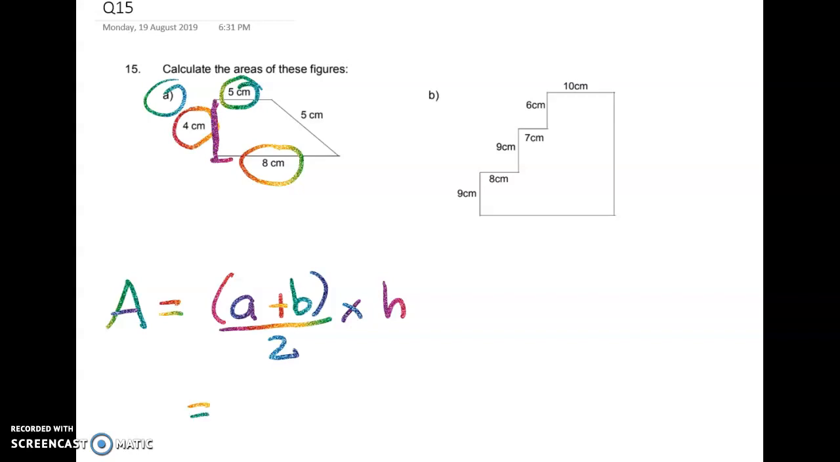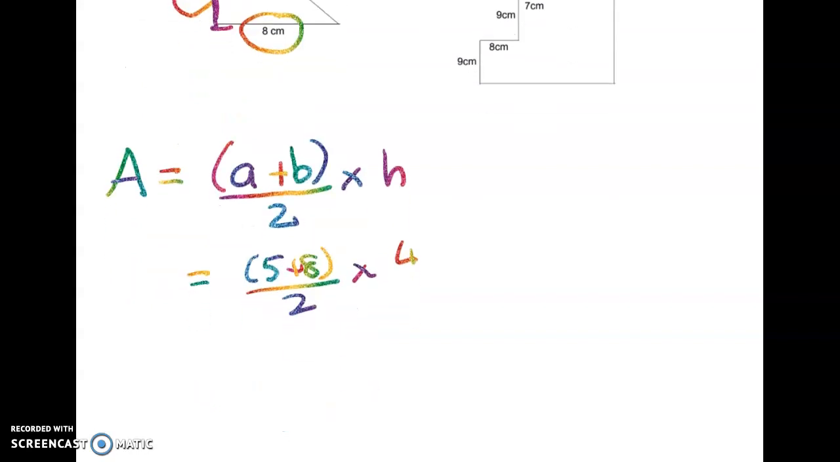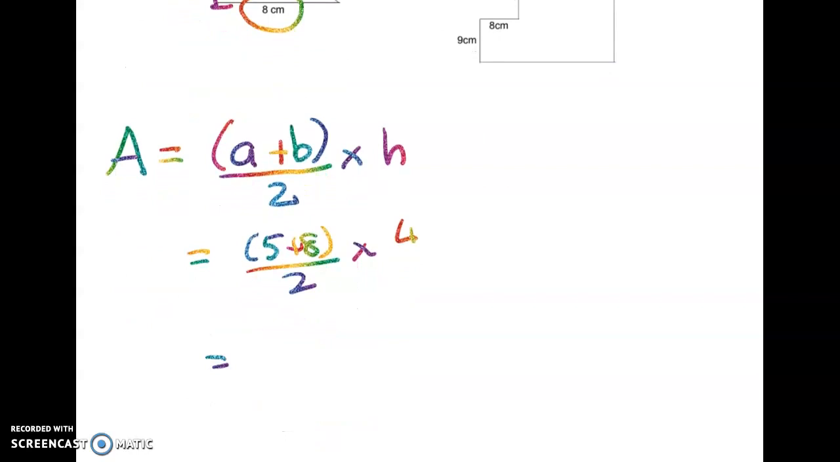So in this case, that gives me 5 plus 8 divided by 2 times 4. So that works out to be 13 over 2, which is 6.5 times 4, which is, I think, 26 meters squared. So that's my way. I just want to show you how it looks on the formula sheet because it looks a bit different. It's the same thing, but I don't think it shows you the meaning as well.